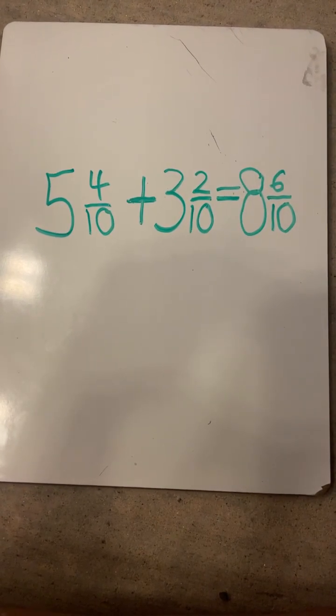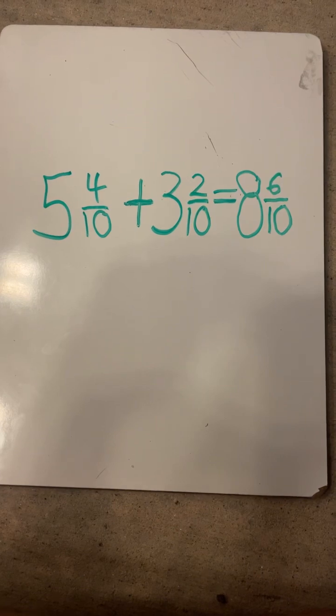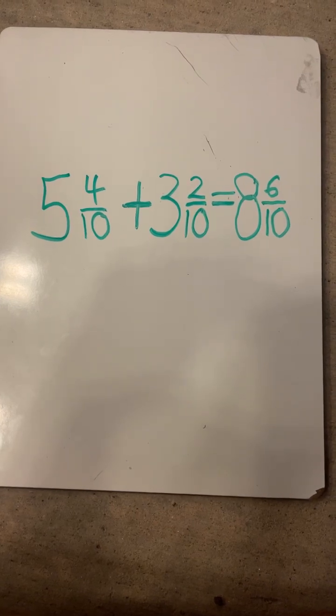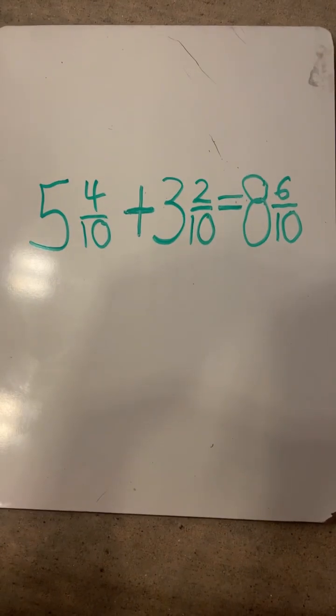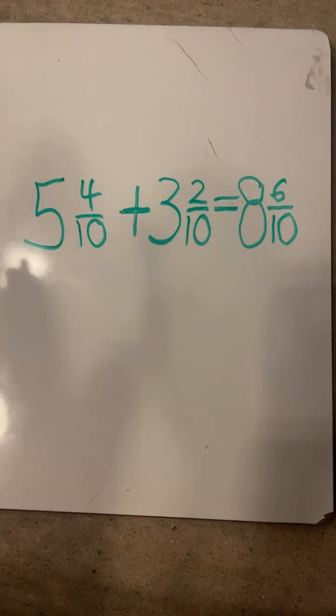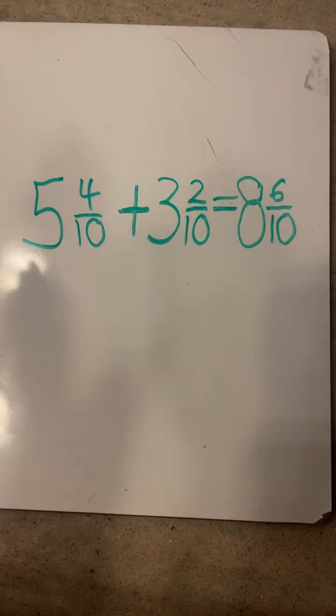So there you have it. We have our answer. 5 4/10 plus 3 2/10 equals 8 6/10. Now, this mixed number is not in lowest terms. 6/10 can be reduced.